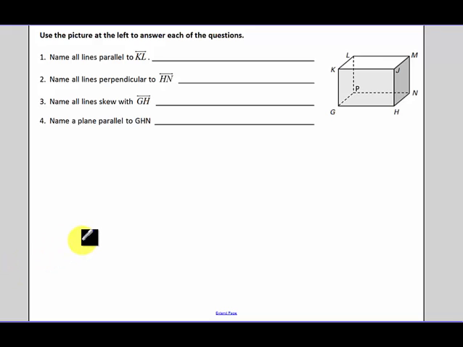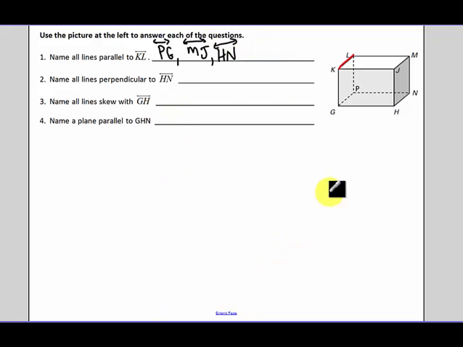Okay, use the picture at the left to answer each one of the questions. So we have name all lines parallel to KL. So KL is right here. Now for these types of questions, we're going to assume that this is a box. So PG would be one line that is parallel. Notice how I'm putting a little line symbol over it. MJ and HN. All three of those lines are parallel to KL.